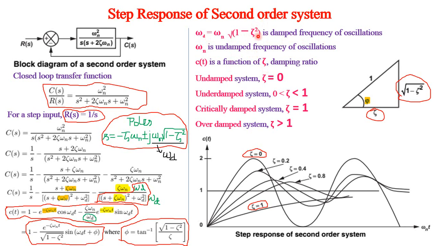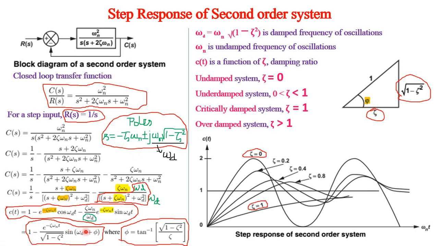Now based on this value of zeta, we have different systems. When zeta is 0, it is called an undamped system. When zeta is greater than 0 and less than 1, it is an underdamped system. When zeta equal to 1, it is called a critically damped system. When zeta is greater than 1, it is an overdamped system. So we will first see the underdamped system. Whatever c of t expression we have derived here, and this phi, this is nothing but your underdamped system response, because only for the underdamped system is this applicable.